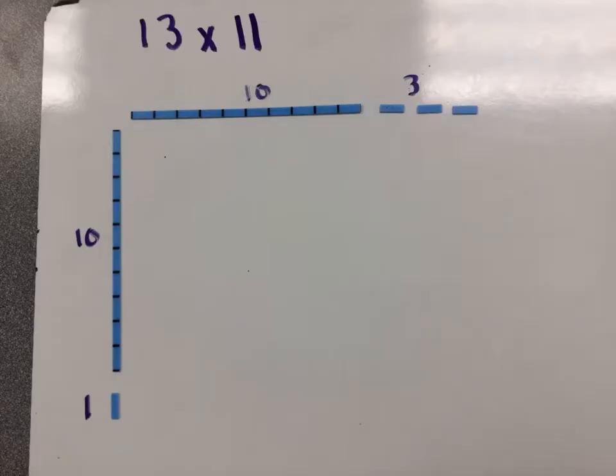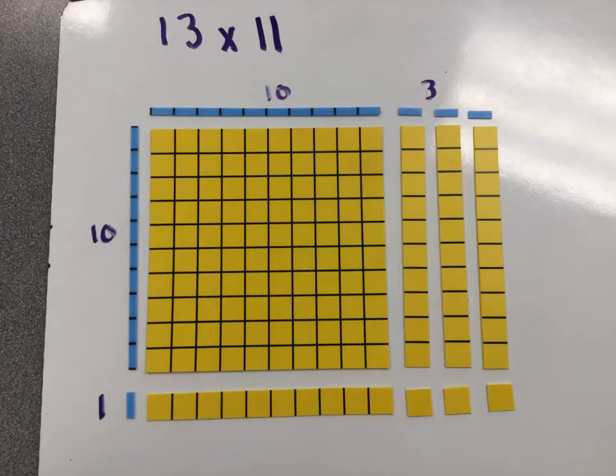So we're going to start by looking at a question like 13 times 11. What we're going to do is split that up into different pieces. We're going to have 10s and 1s. As you can see, I've got my 13 going across the top with a 10 and a 3. I've got my 11 going on the side with a 10 and a 1. And we're going to fill that in with base 10 blocks here.